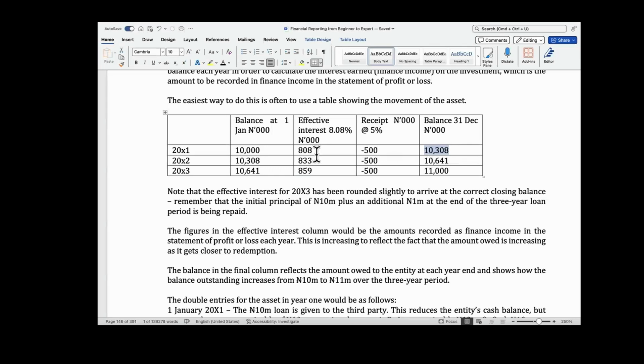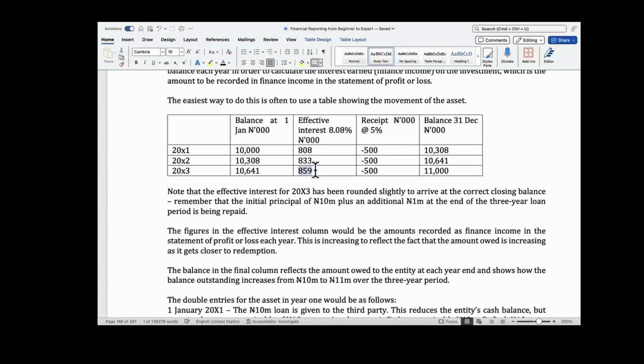You see, in year 2, this 833 is still our interest income. That's our income, the totality of our income, while this 10641 is the value of the financial assets. But now, in the second year, it becomes current assets, since we are getting back our money next year. So in the second year, it becomes current asset.